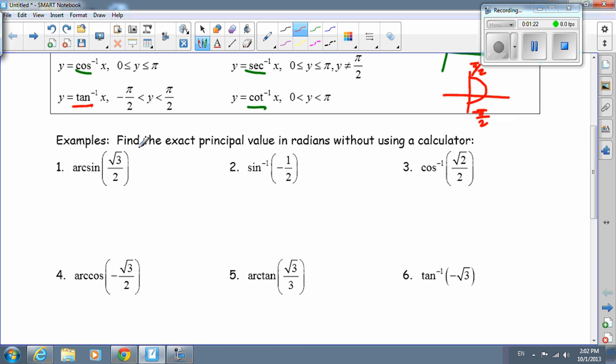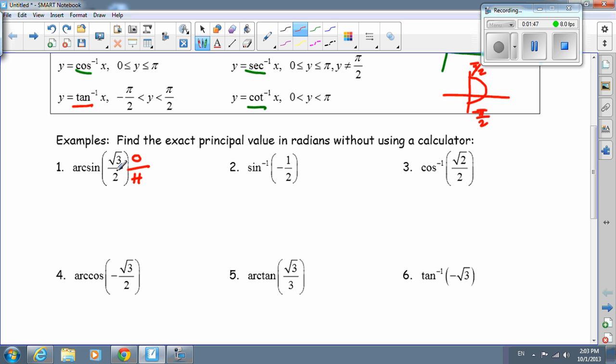Let's go ahead and find the exact principal value in radians, and of course this is a non-calculator portion. To find this, let's start with number 1. It says arc sine of square root of 3 over 2. You understand that arc sine is the inverse sine. The sine is made from the opposite over the hypotenuse. So apparently we're in a triangle where the opposite is square root of 3 and the hypotenuse is 2.